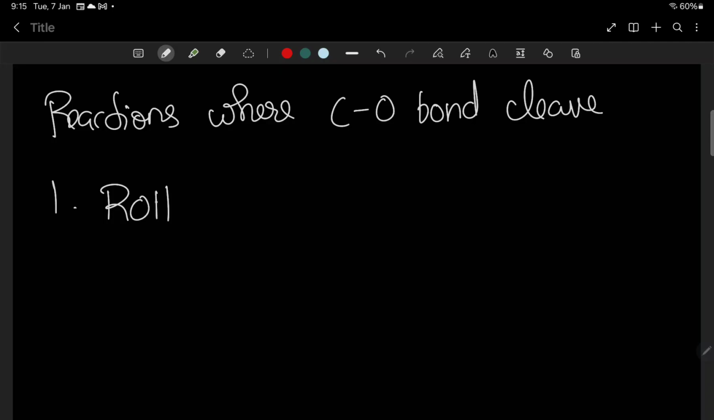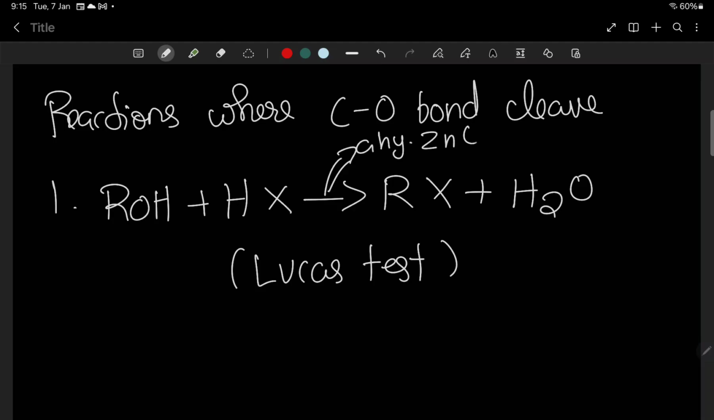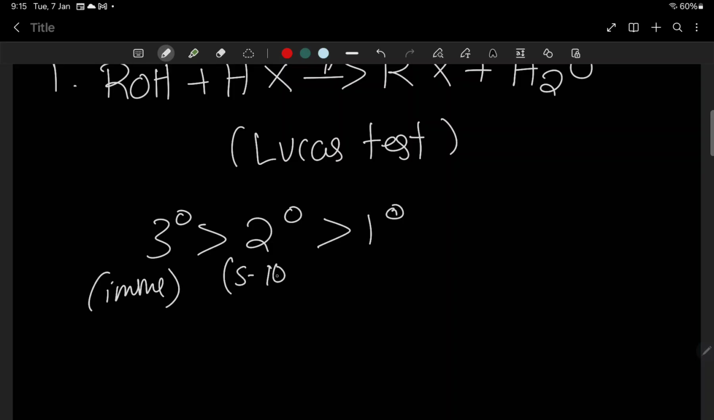The first reaction is the Lucas test. ROH plus HX gives RX plus H2O. This is called the Lucas test. We also usually have anhydrous ZnCl2 used here. This reaction is for tertiary, secondary, primary. Tertiary gives immediate turbidity. I am repeating the same thing a second time; after haloalkane also we told the same. Secondary gives turbidity in 5 to 10 minutes.